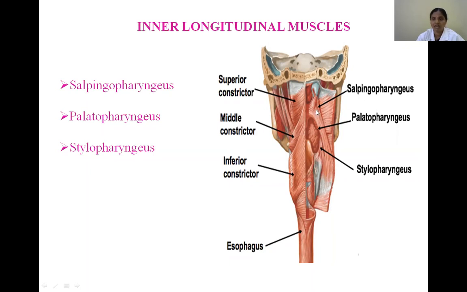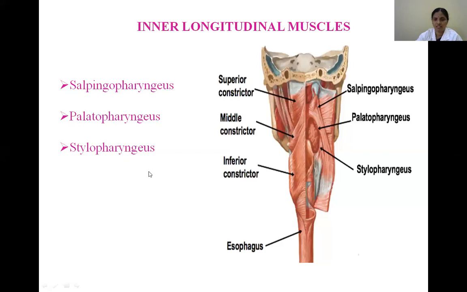Some fibers arch backwards and continue on the posterior wall of the pharynx with the opposite side. The uppermost fibers of this palatopharyngeus form a constrictor exactly at the level of the pharyngeal isthmus. So if this part of the palatopharyngeus contracts, what happens? It closes the pharyngeal isthmus. That's why it acts as a pharyngeal constrictor.